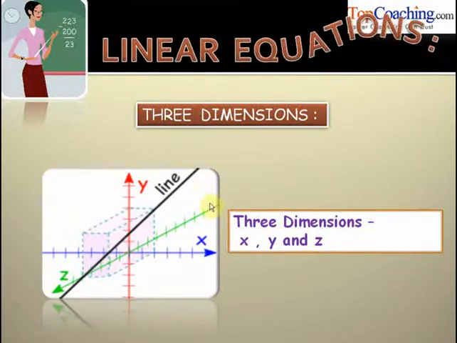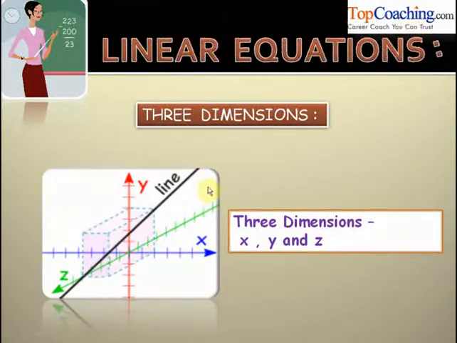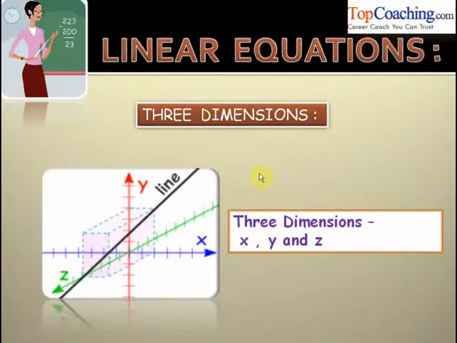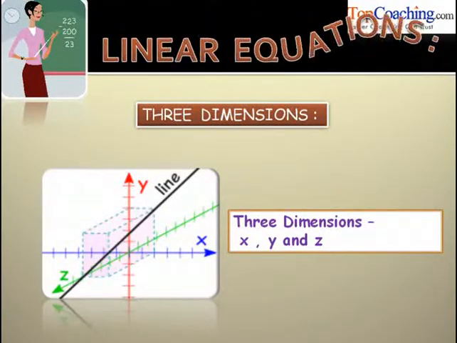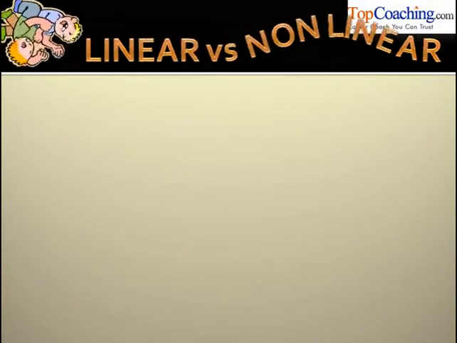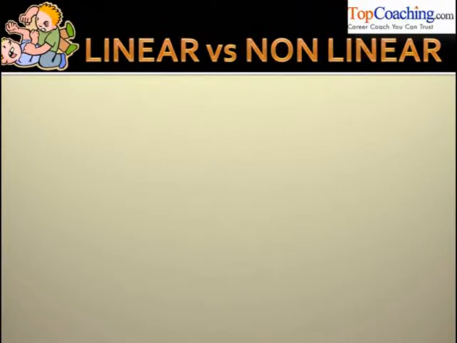So a linear equation could be in 2 dimensions. If it's in 2 dimensions, then the 2 dimensions are x and y. And if it is in 3 dimensions, then the 3 dimensions are x, y and z. Now what are linear equations and non-linear equations? What is the basic difference between these two types of equations?